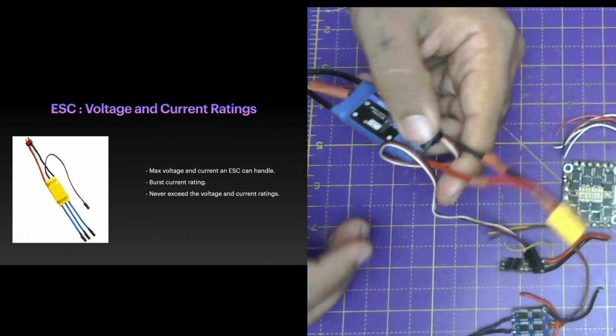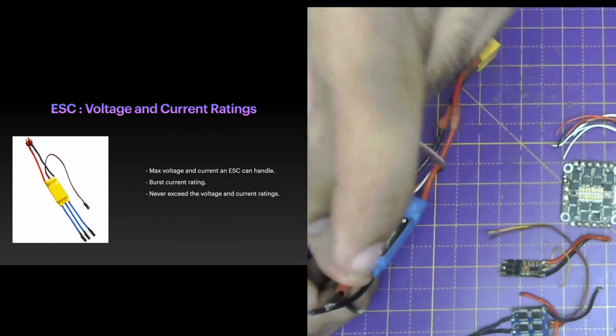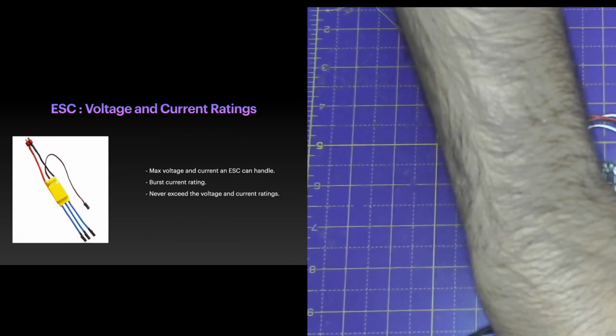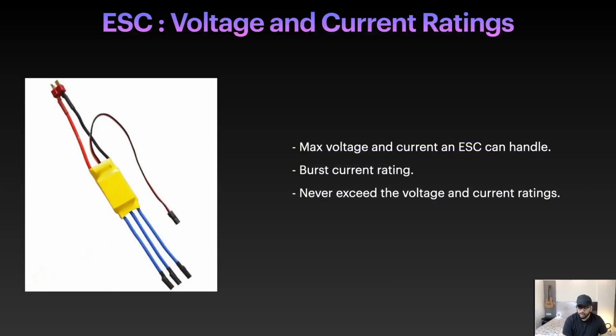And this is the basic connection. So this one goes to the battery, this one goes to the motor, and this one goes to the flight controller, the signal wire. And every motor needs one ESC to rotate. So if you are making a quadcopter with the 4 motors, you need 4 ESCs.